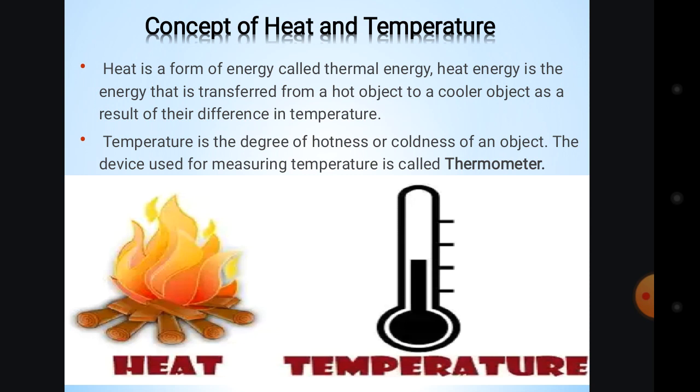And the device used to measure the hotness and the coldness of the object is called the thermometer. That is the use of the thermometer. It is used to measure the hotness and the coldness of a body or of an object. This is for the concept of heat and temperature.